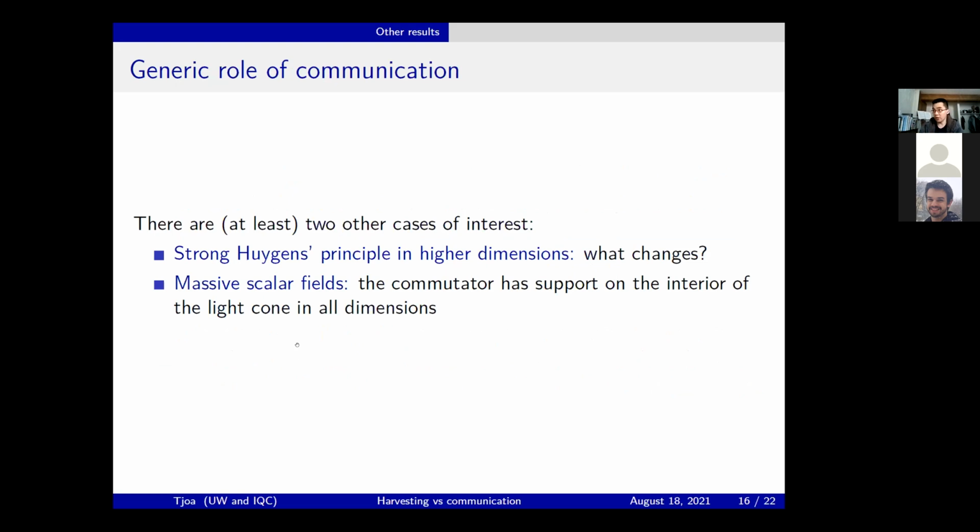Because, for example, we know that the strong Huygens principle applies only in alternate dimensions, every even spatial dimension, or odd spacetime dimension. And then we also have another case, the massive scalar fields. What you see is that because of the mass, the commutator itself naturally leaks into the light cone in all spacetime dimensions. So for massive scalar fields, there is no strong Huygens principle equivalent to confine everything on the light cone.